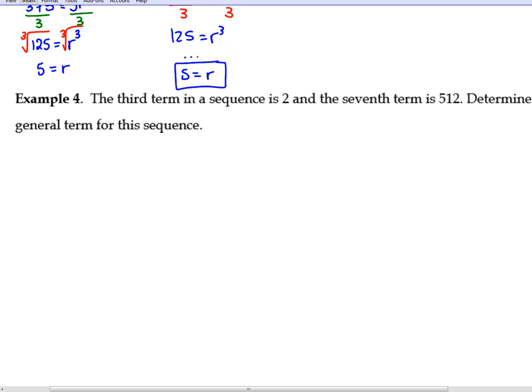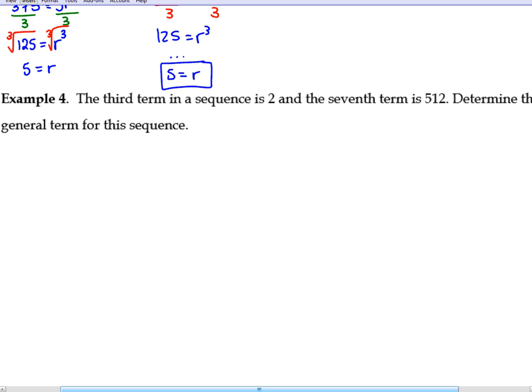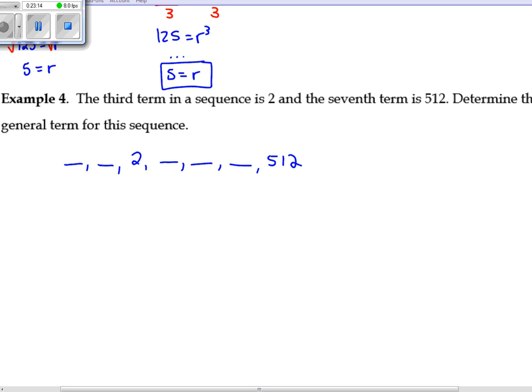I think you could try this one. Well, I'll get you started and I'm going to get you to solve for r on your own, okay? The beginning of it. The third term in a sequence is 2 and the seventh is 512. So 1, 2, 3, 4, 5, 6, 7. So I'd like you to solve for the common ratio. Okay? The example above we just did, very similar. Start with solving for the common ratio. That's all I want you to do.